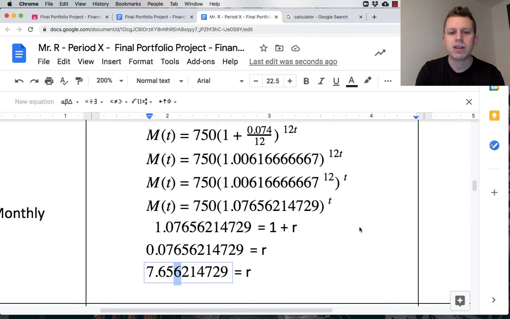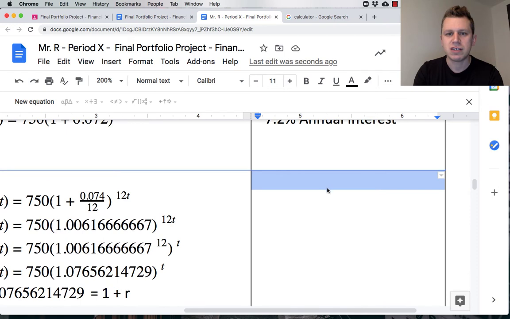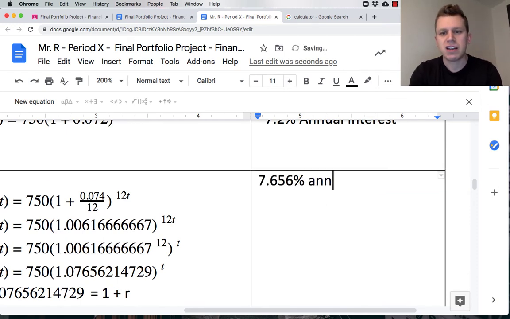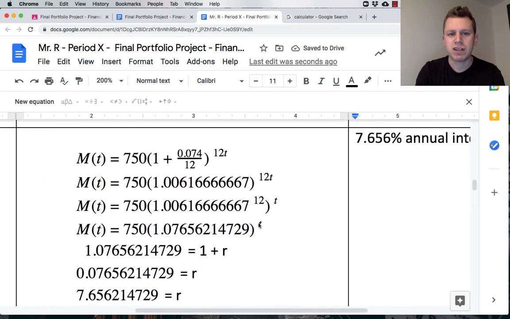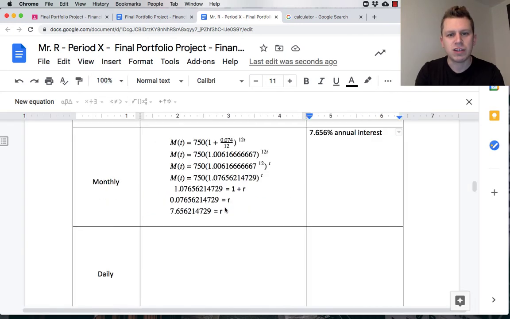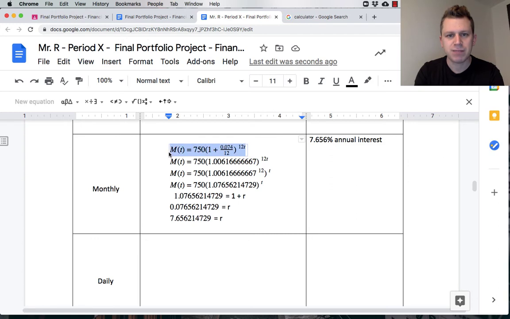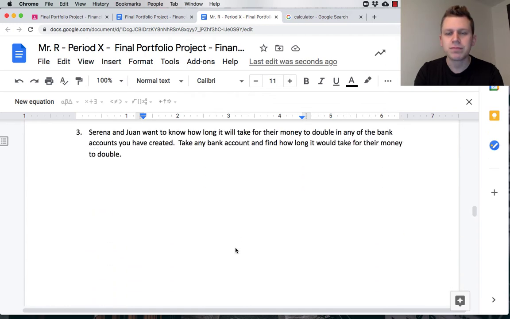This is 7.656% annual interest. Very cool. You're going to do the same thing with the rest of the functions there, and you will have converted them all into annual interest rate. Very neat. So there you have daily, you'll do weekly, and then continuously.